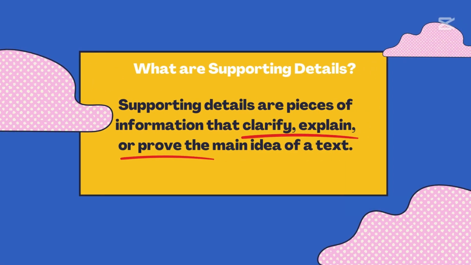Okay, so what are supporting details? This is the definition of supporting details. Supporting details are pieces of information that clarify, explain, or prove the main idea of a text. They give context and make the main idea more understandable. Without them, the main idea would be just a claim or statement without any proof.